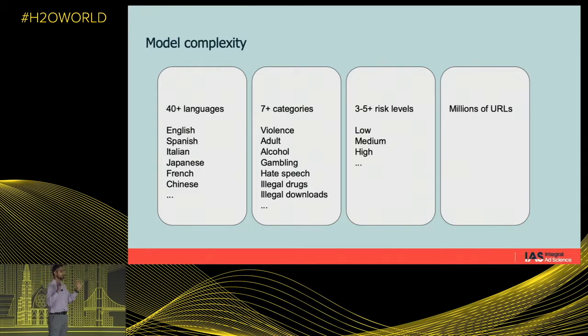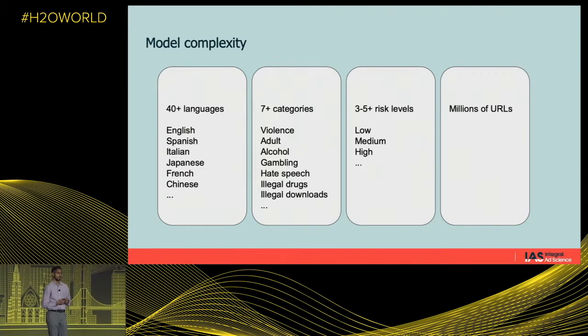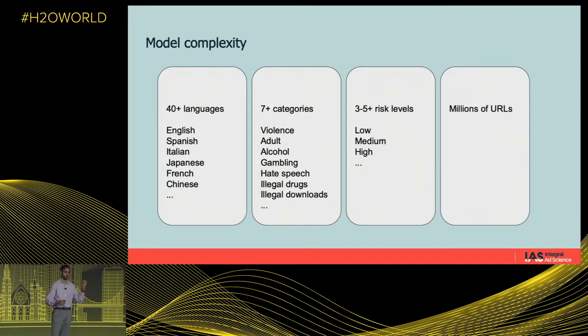The internet is a global place, so there are many, many different websites, in many, many different languages. We typically work at IIS with about 40 plus languages. And for each of those, we rank about 7+ categories that clients might be interested in. So they might want to stay away from and avoid sites that talk about violence or adult content, alcohol, gambling, things like that. And they can have different risk levels as well, 3 to 5 or more. The risk levels are actually also set by a central agency to kind of standardize that. And of course, you want to use this across many, many different websites.